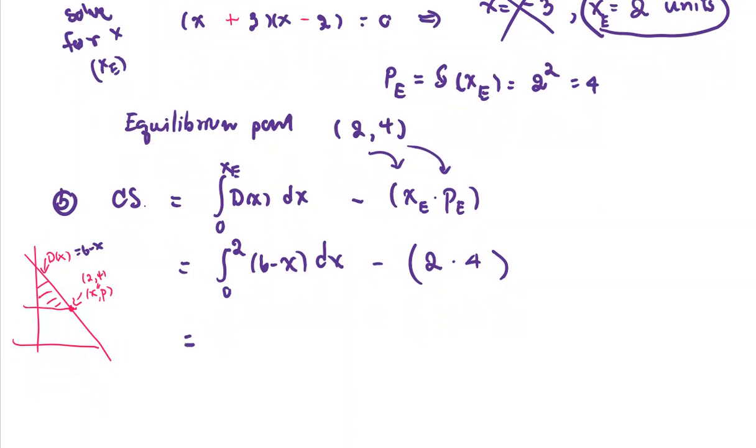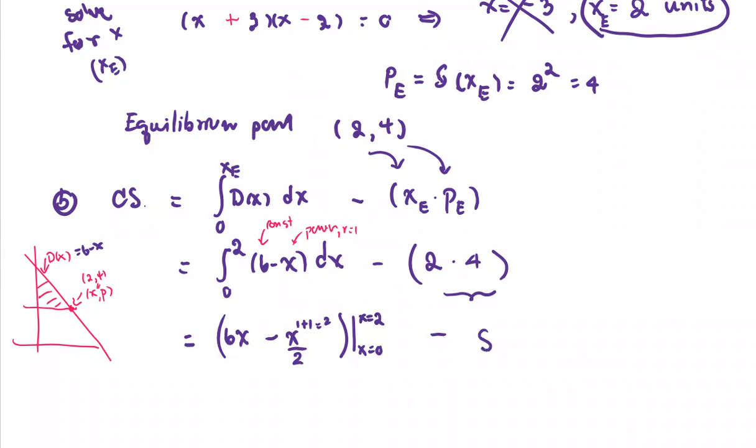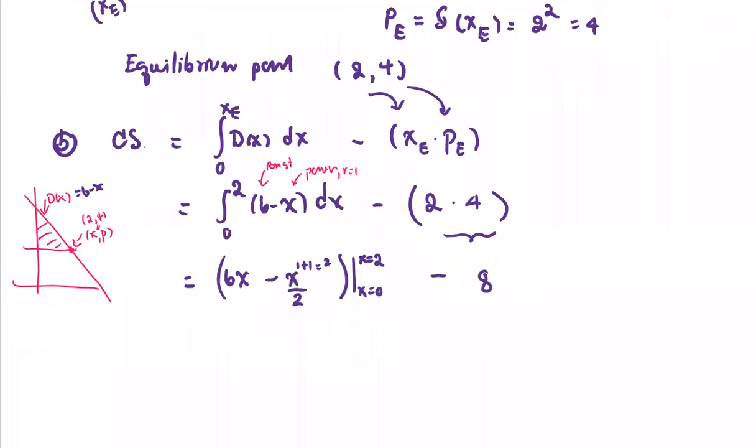Then we find the antiderivative of 6 minus x. This is a constant, and this one is a power with r equals 1. The antiderivative of the constant is 6 times x. The antiderivative of the power is x to the power added by 1, and the new power 2 is used as a denominator. Then evaluate from the lower limit 0 to the upper limit 2, subtracted by the product of 2 and 4, which is 8. So this is 6x minus 1/2 x squared, evaluated from 0 to 2, minus 8.